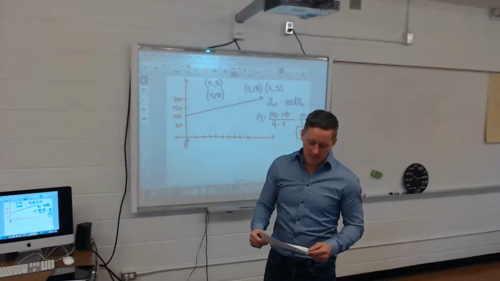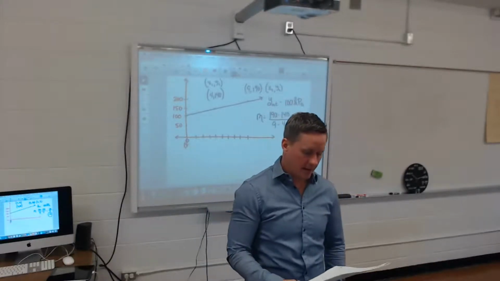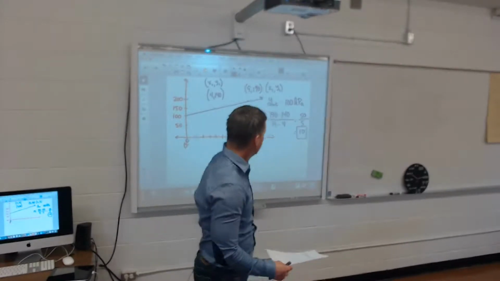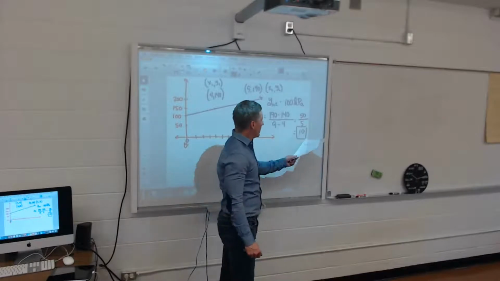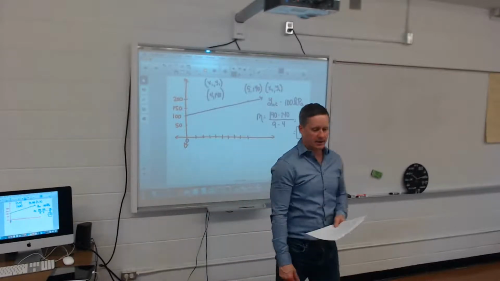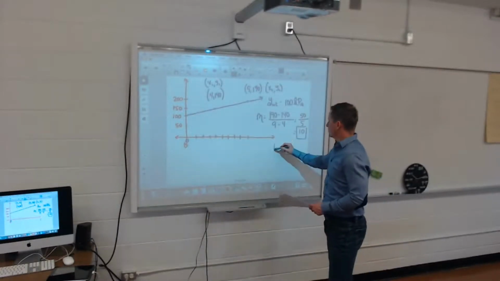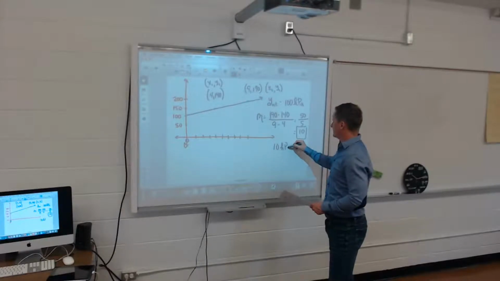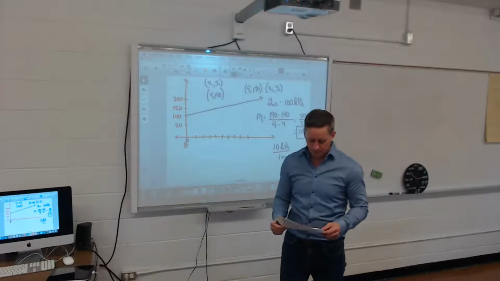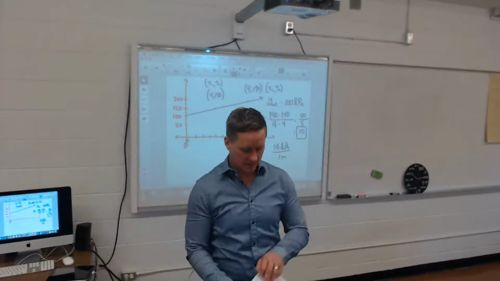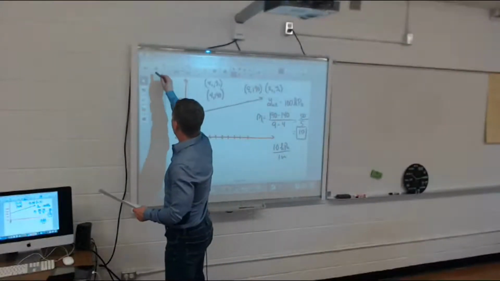So for every 1 meter in depth that we dive, the air pressure is changing by 10 kilopascals. So the slope is 10 kilopascals over 1 meter. Yep. All right, last one.